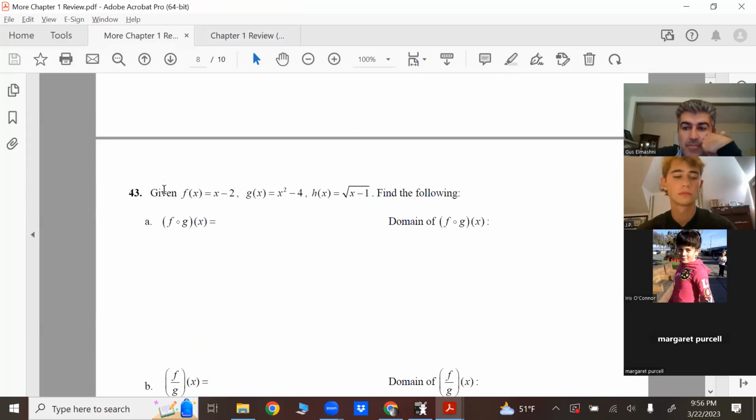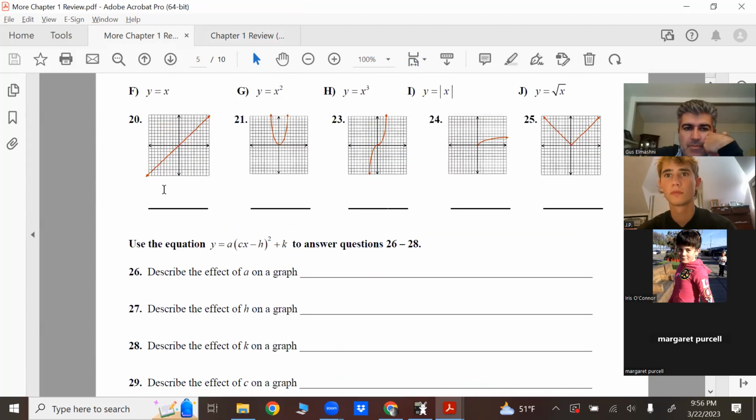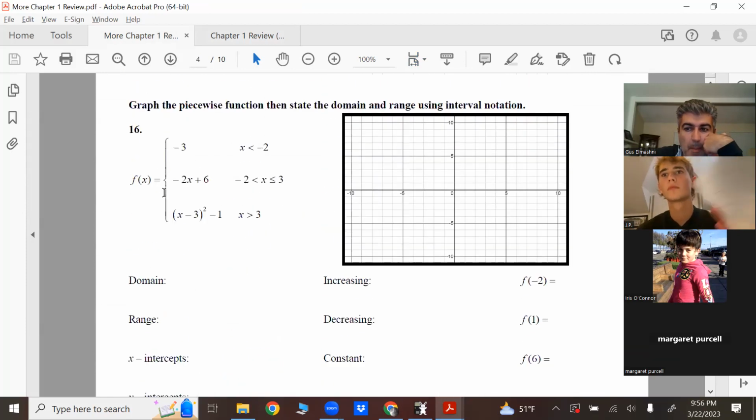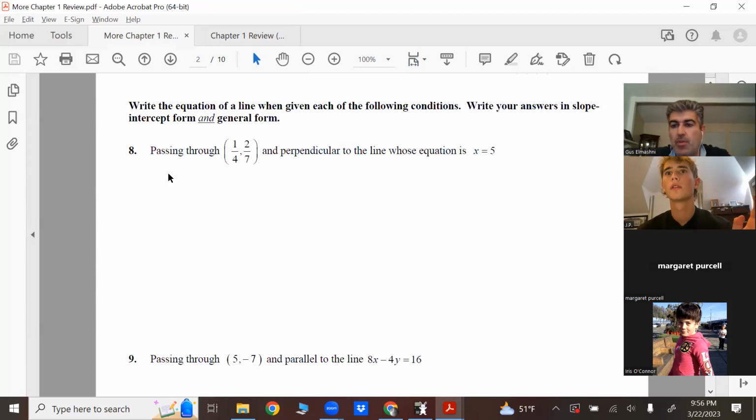No real worries, sorry. Could you go over number 8 and writing the equation in slope-intercept form? Sure, on this one here. On the first one. Yeah, sure. Oh, the first one? Okay.